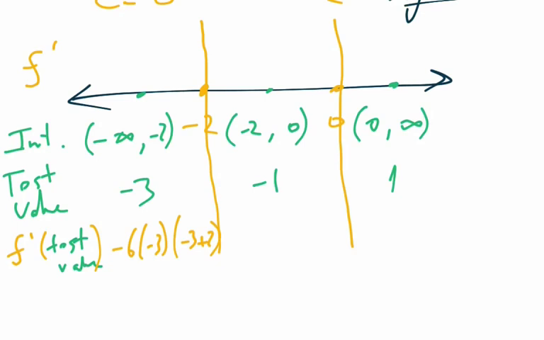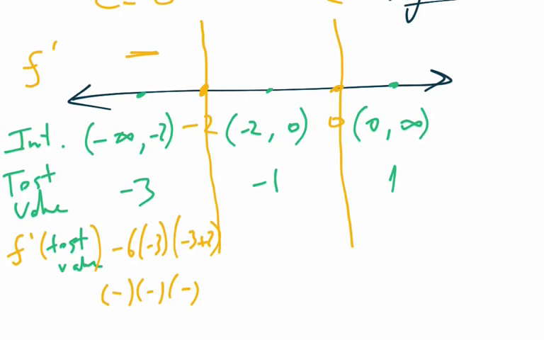And really what I can do is, because I only care about the positive or negative aspect of this, I have a negative number times a negative number times a negative number. And 3 negatives equals a negative. So here at the top, I will make the conclusion that f prime is negative there.